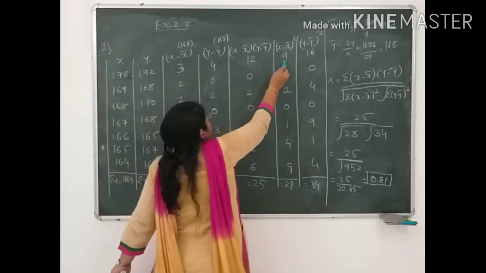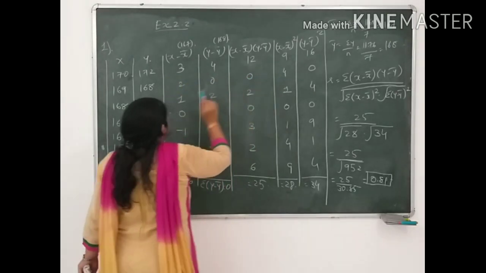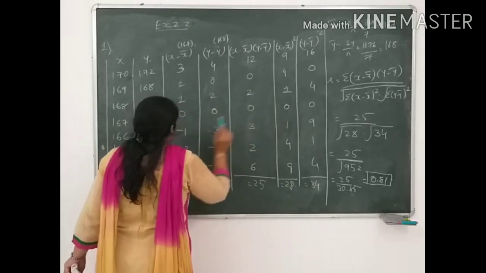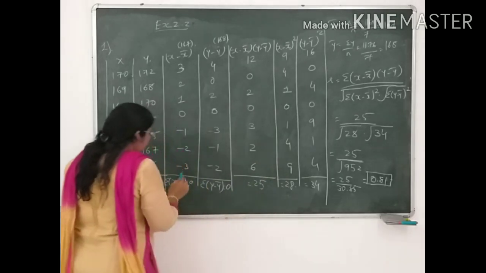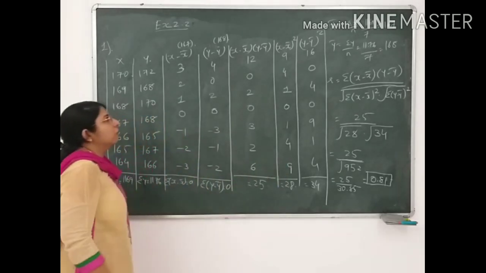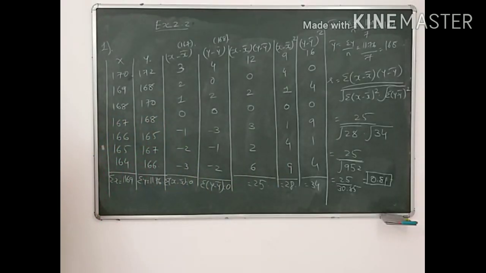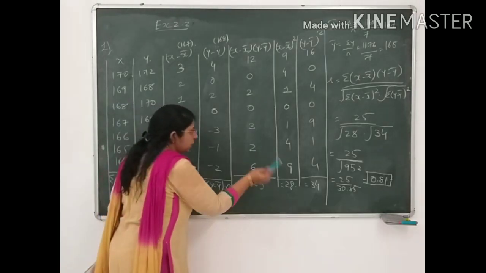So square of 3 means 9, 2 square means 4, 1 square means 1, 0 means 0, minus 1 square so positive 1, minus 2 square so positive 4, and minus 3 square so 9. Again the total of it, that is sigma (x minus x bar) whole square, will come to 28.